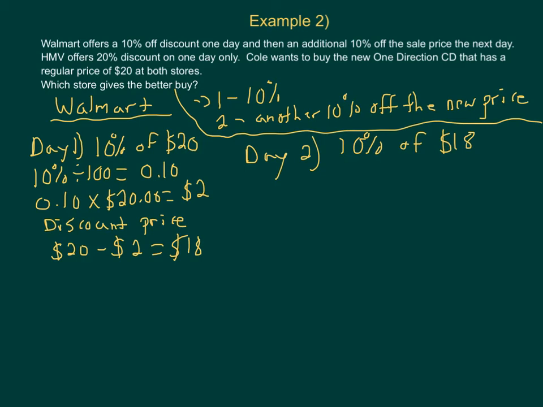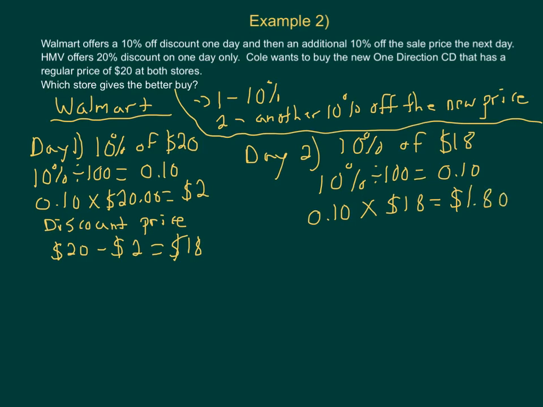Same thing as before, we're going to take our percent and convert it into a decimal. So we're going to divide it by 100, which gives us 0.10. Now we're going to multiply that decimal by our total number, which is $18. When we do that, we get a total of $1.80. Now we know we're only getting this much off on day 2.